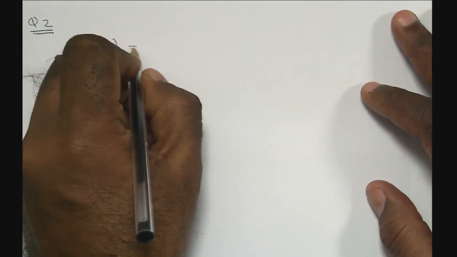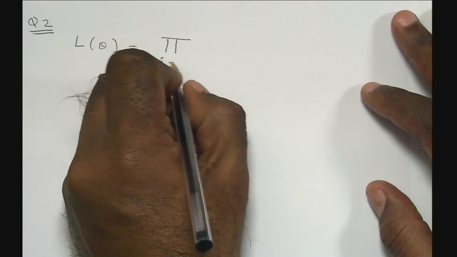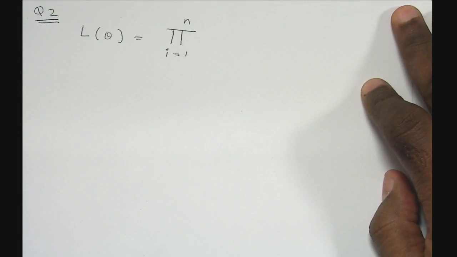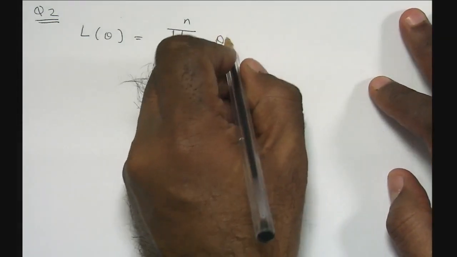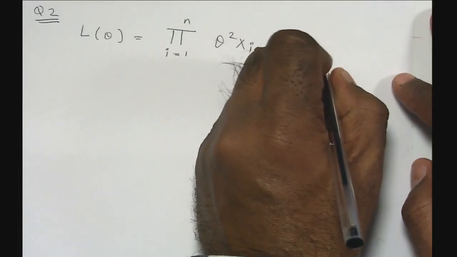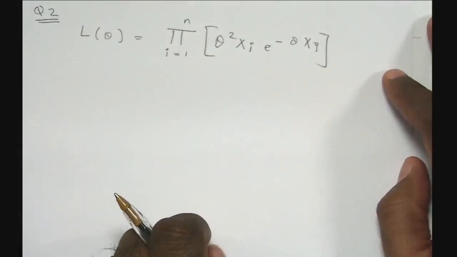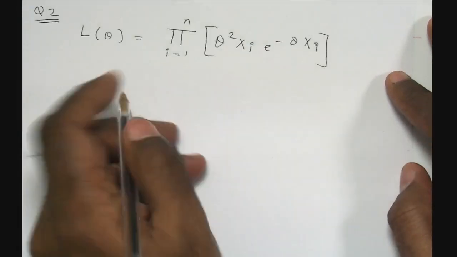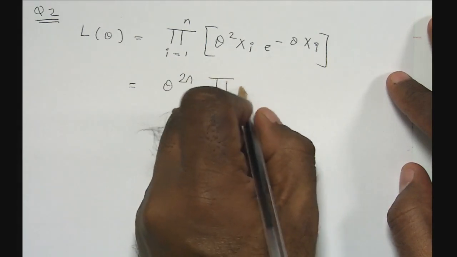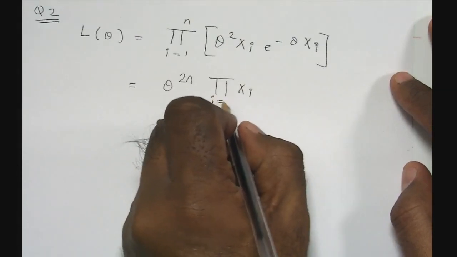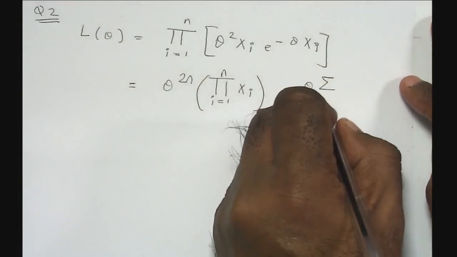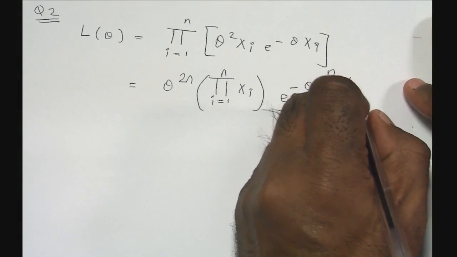All right. The likelihood in this case is the product of the density function. Now, if you simplify this, guys, you will get theta power 2n, product of xi, i from 1 to n, and e of minus theta, the sum i from 1 to n of xi.